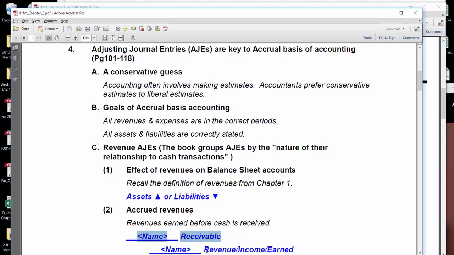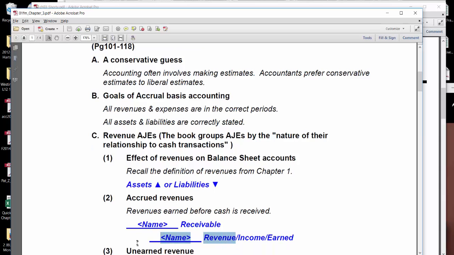Remember, revenue accounts have keywords in them, either revenue or income or earned can be thought of as synonyms. So say for example we had earned interest and not yet received it. We would debit interest receivable and credit interest income or interest revenue or interest earned.